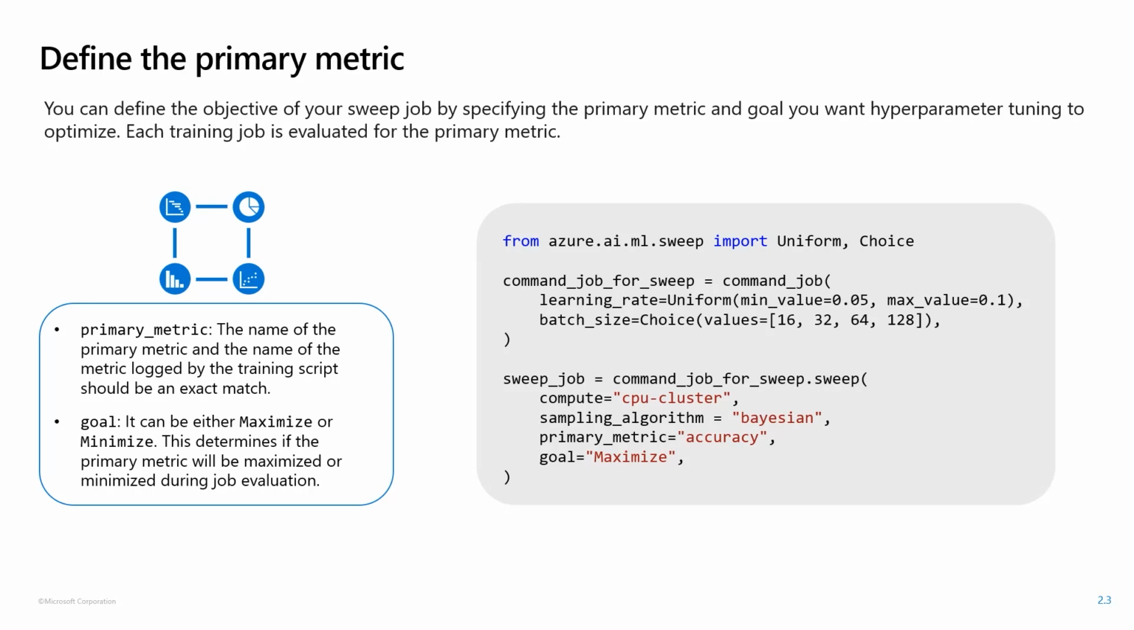Be aware of how to specify the primary metric in a sweep job. It is the key performance indicator used to evaluate the model's performance. Its name must precisely match the name of the metric logged by the training script. This ensures consistency and accuracy in tracking model performance. The goal specifies whether the primary metric should be maximized or minimized during the evaluation of the model. It can be set to either maximize for metrics like accuracy or minimize for metrics like loss, depending on the desired outcome. This would be a great exercise to practice in a lab.